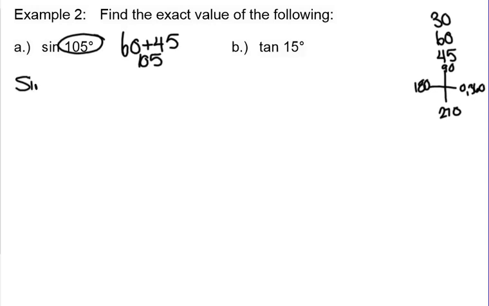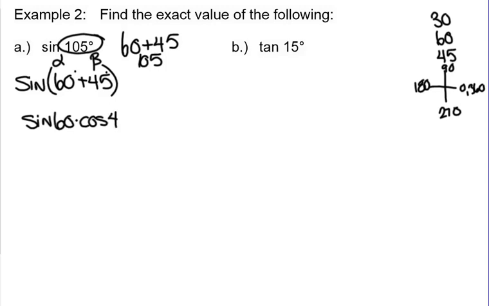So this would be sine of 60 plus 45, those are degrees, and using our sum and difference identities, so we've got our sine ones, it is addition, so 60 being our alpha, 45 being our beta. So our addition one would be sine of our alpha times cosine of our beta plus cosine of our alpha times sine of our beta.